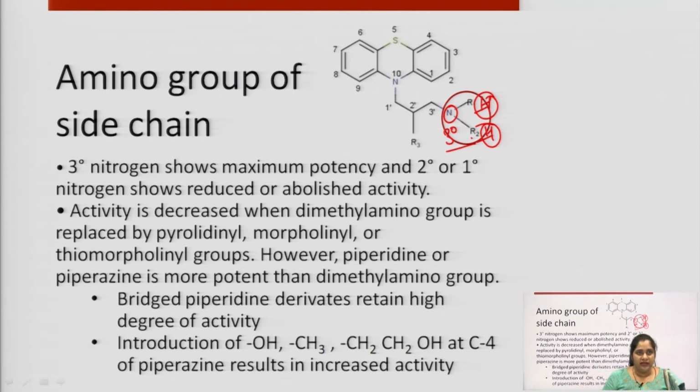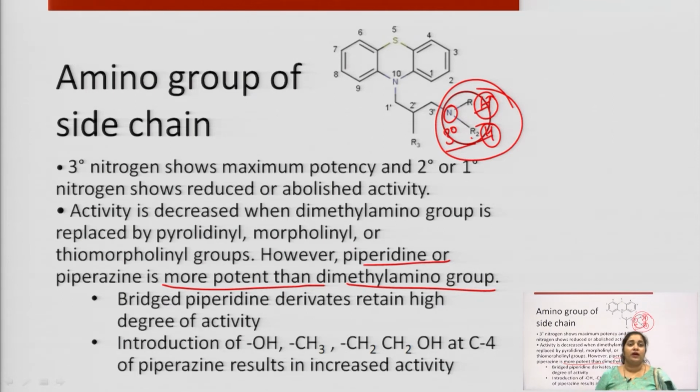Activity is also decreased when a dimethyl amino group is replaced by a morpholine group or a thiomorpholine group. In these cases, activity will get reduced. However, if we use piperidine or piperazine, that will lead to an increase and will give a more potent compound, even much better than the N(CH3)2 group. So, in case we want to increase the potency of a compound, we should replace this N(CH3)2 group with either a piperazine or a piperidine ring.